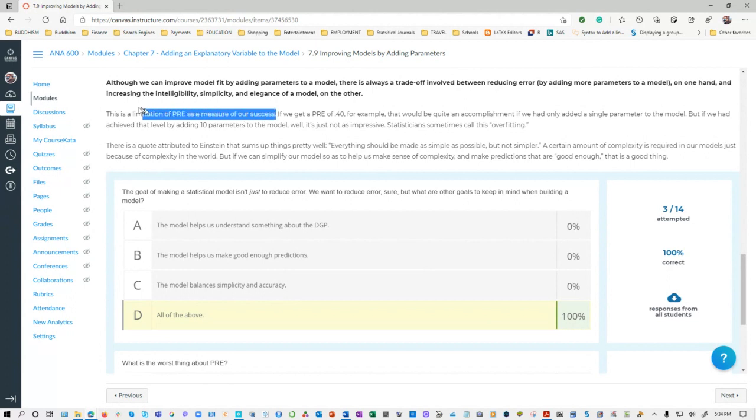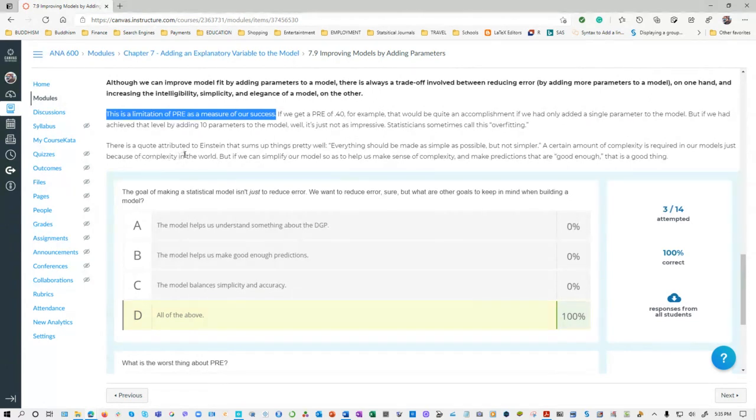See, there's the PRE. If we get a PRE of 0.40, for example, that would be quite an accomplishment if we had only added a single parameter to the model. But if we had achieved that level by adding 10 parameters to the model, well, it's just not as impressive. Statisticians sometimes call this overfitting. If you add 4 parameters and try to get the same value, it's overfitting.